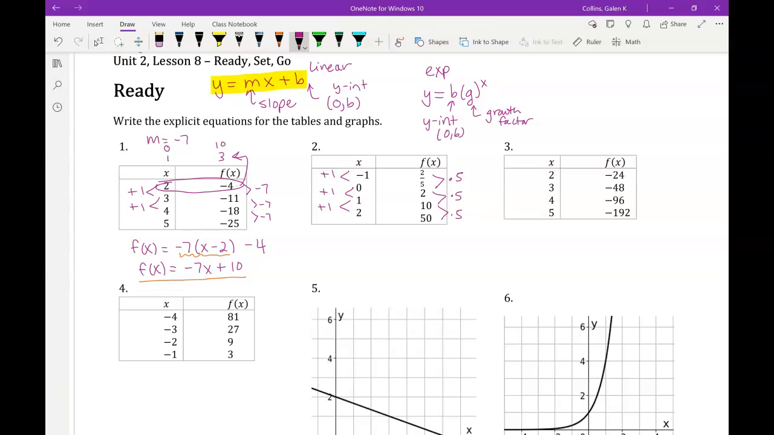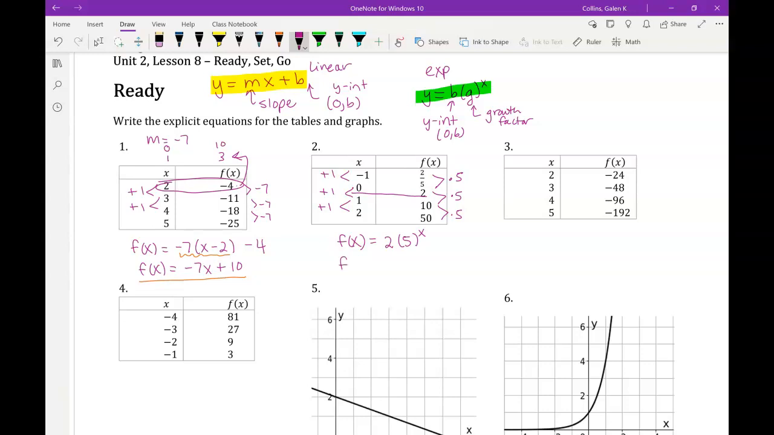So since I already have the y-intercept in my table, I could follow this form of my exponential equation and say f of x, remember f of x is the same as y, it's just we're using function notation instead of y notation. F of x equals, well, my y-intercept was 2, and my growth factor, or my common ratio, is 5. So I could write my equation like that.